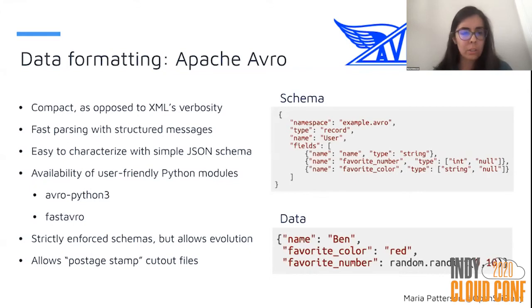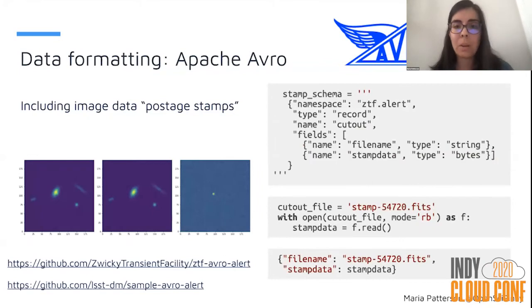It also allows for postage stamp cutout files, the binary images that I'm talking about. You can have a schema for that stamp, and I'm going to name it, this is my cutout. I can have a file name, which is just my regular file name, and then my stamp data I can include as binary. That's what it looks like if you're writing things in JSON in Python, which is very familiar for me as a data scientist. So that's the data formatting side of things in my machine learning pipeline.